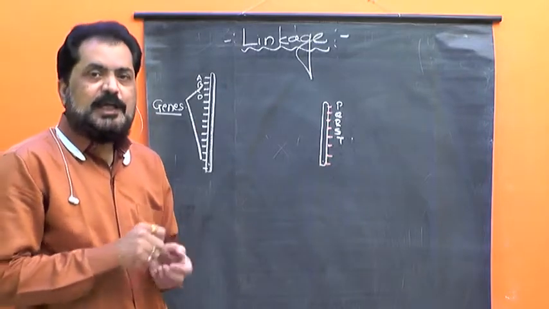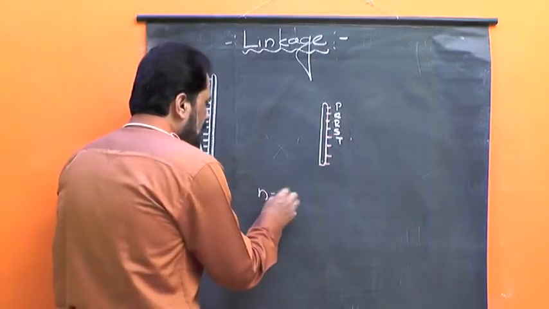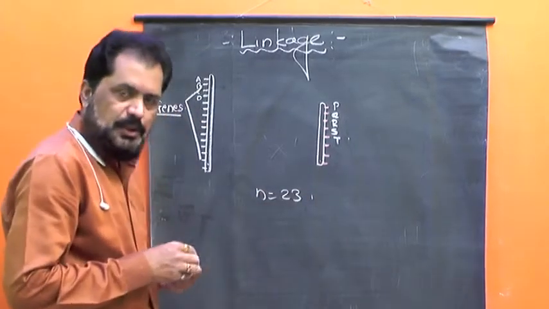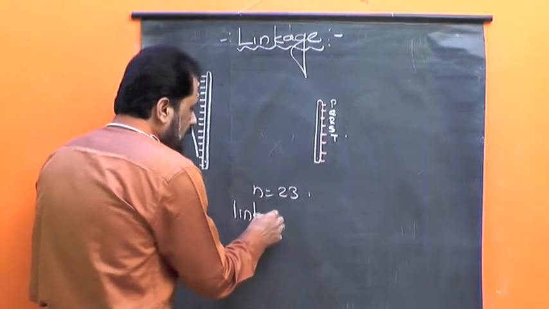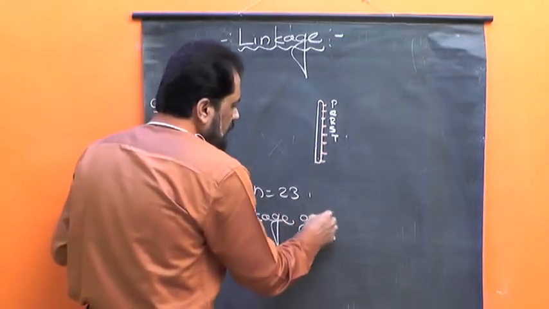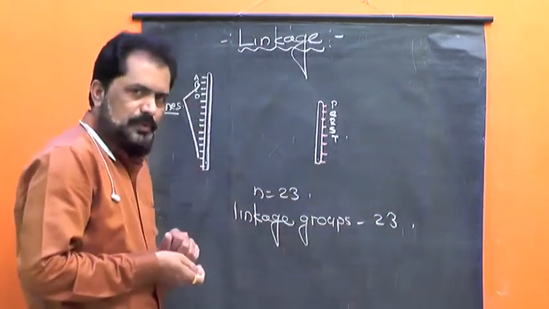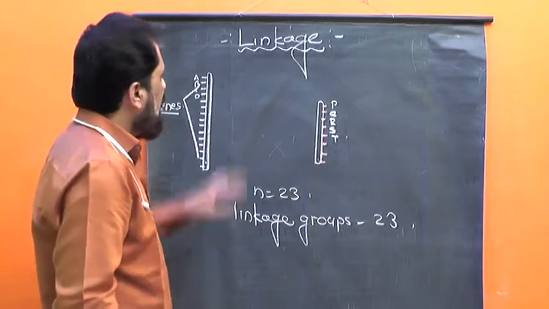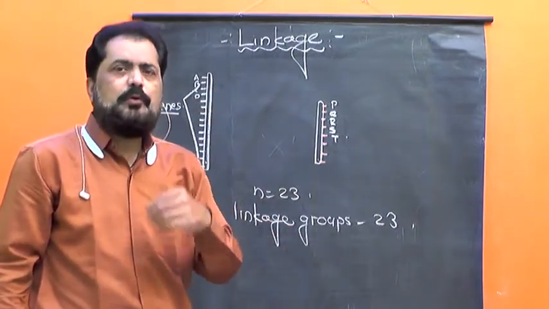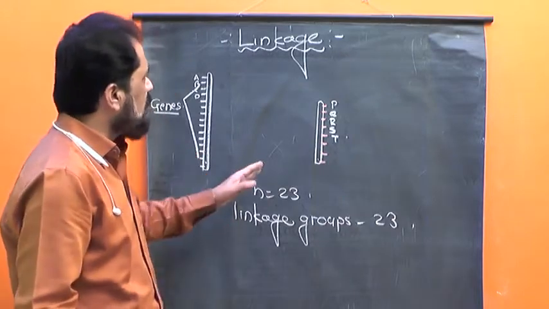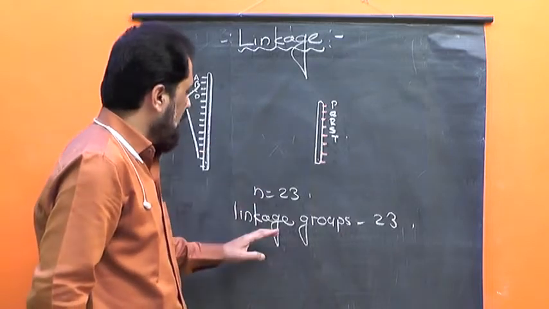We know that as far as human beings are concerned, the haploid number of chromosomes is 23, isn't it? So obviously in human beings the number of linkage groups is also 23. So you might have understood the meaning of linkage and linkage groups. Before talking about the kinds of linkage, I wanted to define linkage and linkage groups.